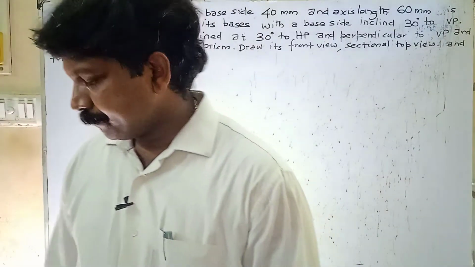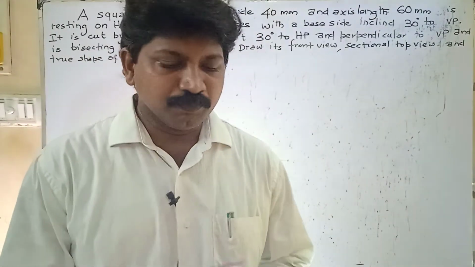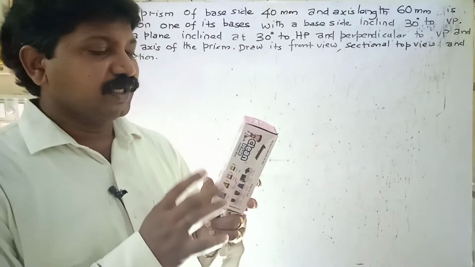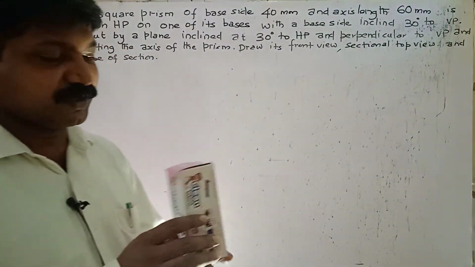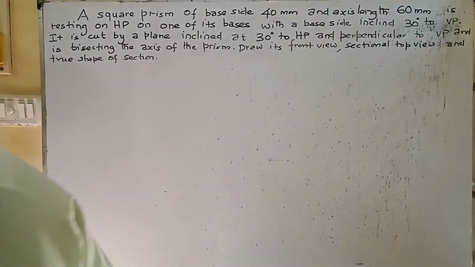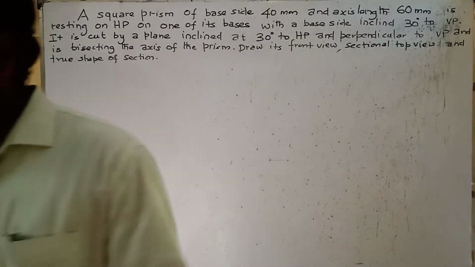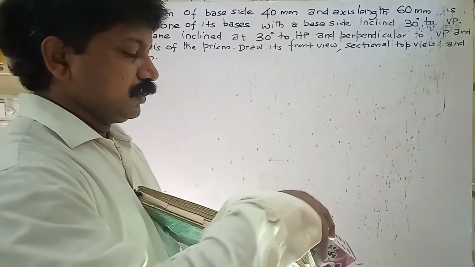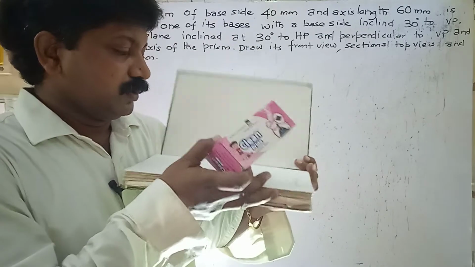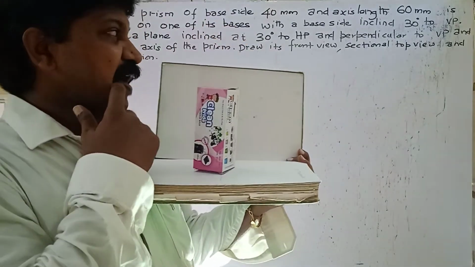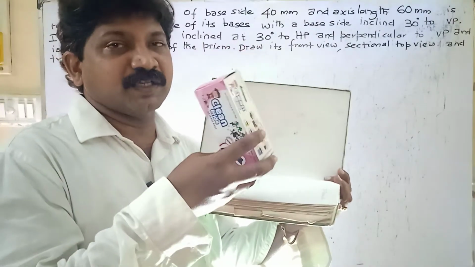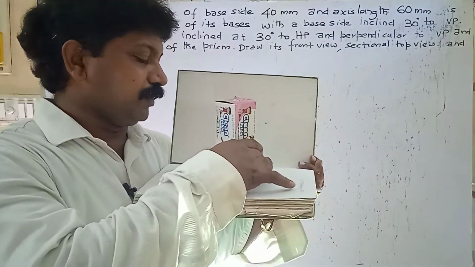The square prism of base side 40 mm and axis length 60 mm is resting on HP on one of its bases. Two bases are available; any one base is resting on HP. So assume this is the first quadrant, and you are the observer. Base resting on HP. At the same time, one of the base sides is inclined 30 degrees to VP. How many base sides? Four base sides are available. Any one base side is inclined 30 degrees to VP.